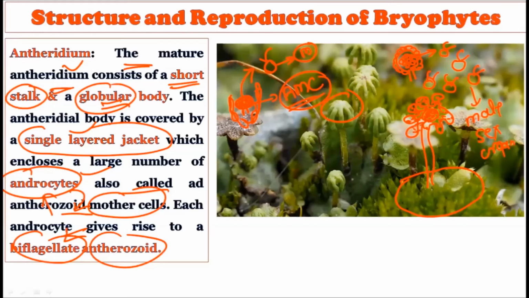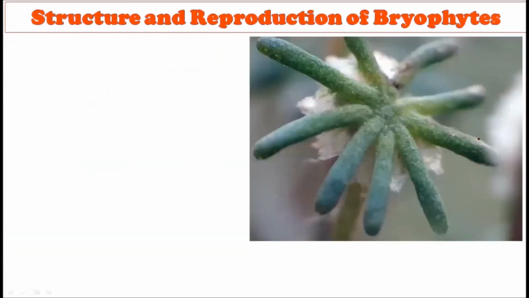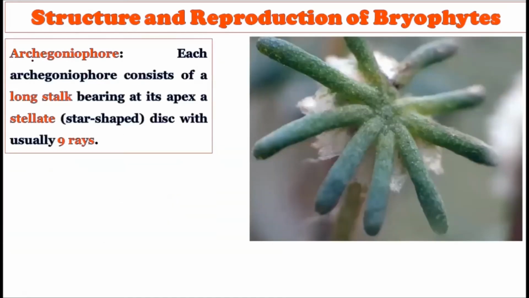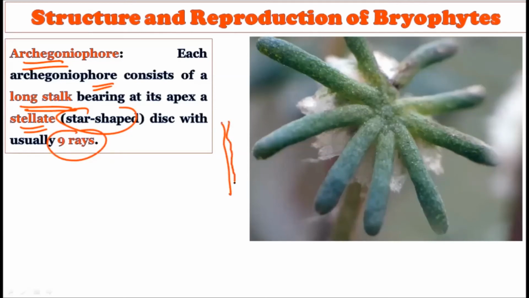All right, now consider the second part, the archegoniophore, that is the female sex organ. Each archegoniophore also consists of a long stalk, and the apex is stellate, which is star shape, a disc with 9 rays. Of course, it shows some similarity with the antheridiophore. It has a stalk and also possesses a disc, but there is one important difference: it shows 9 rays. It is star shape and it shows 9 rays. Now let's count in this particular picture whether it is 9 rays or not.